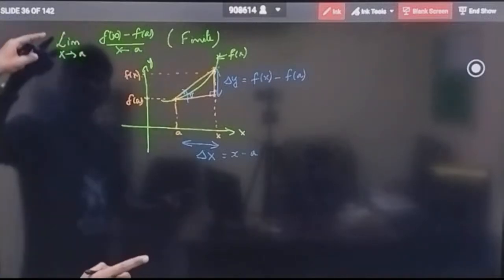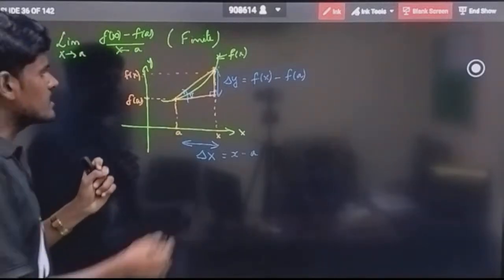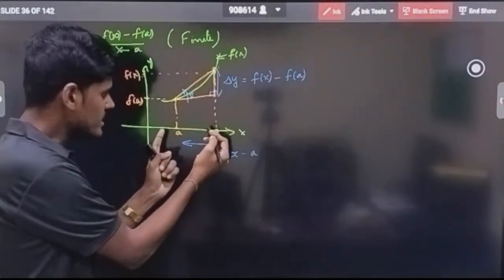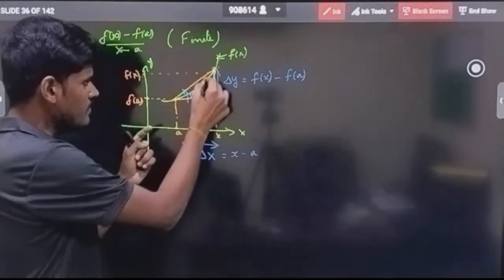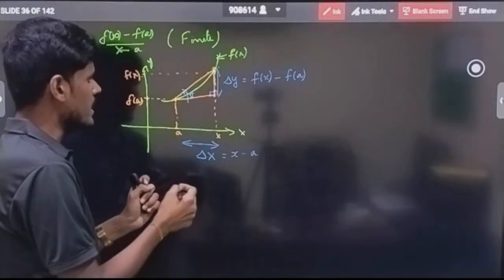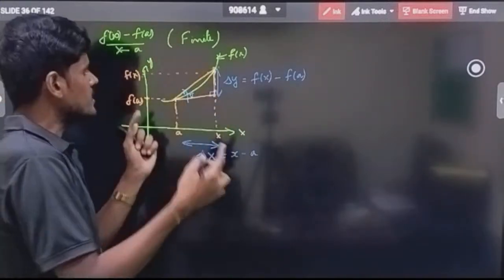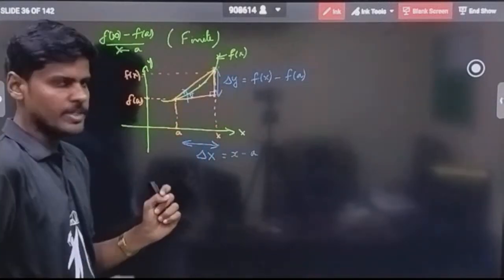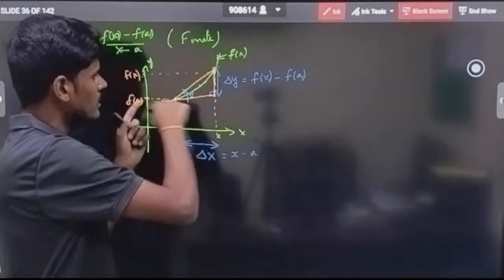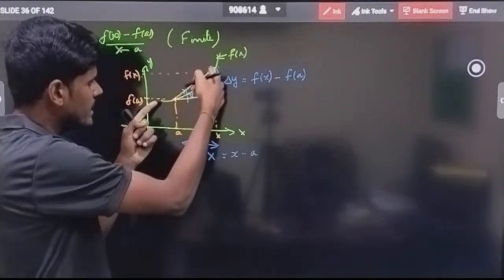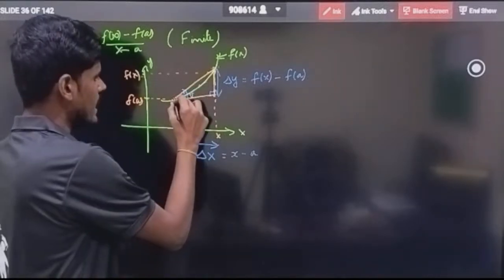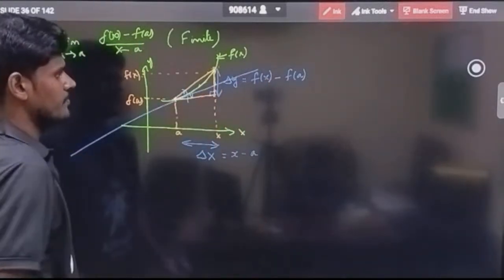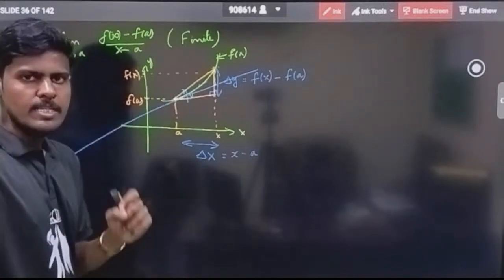Now what is given? Limit x tends to a. That means the value x is getting closer and closer to a. When x is getting closer and closer to a, f of x will get closer and closer to f of a. So when x gets closer and closer to a, this line will actually be drawn like this. And what is this line? It is the tangent.